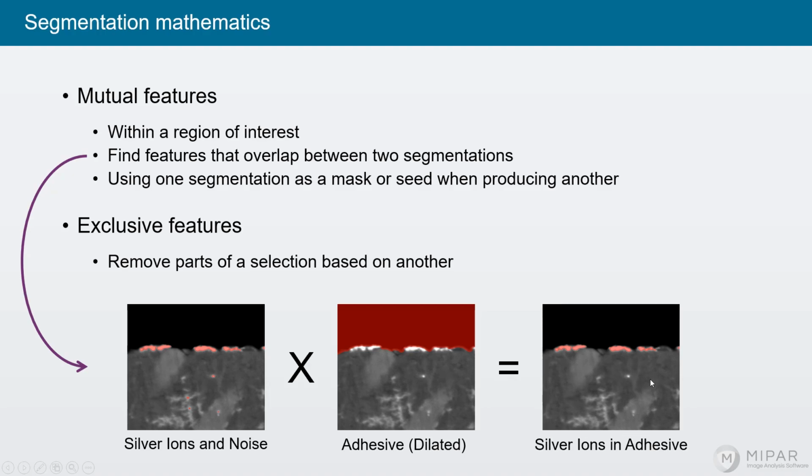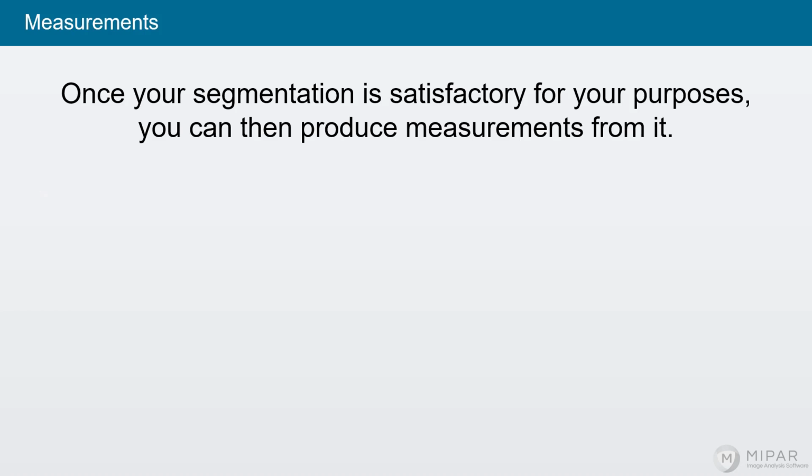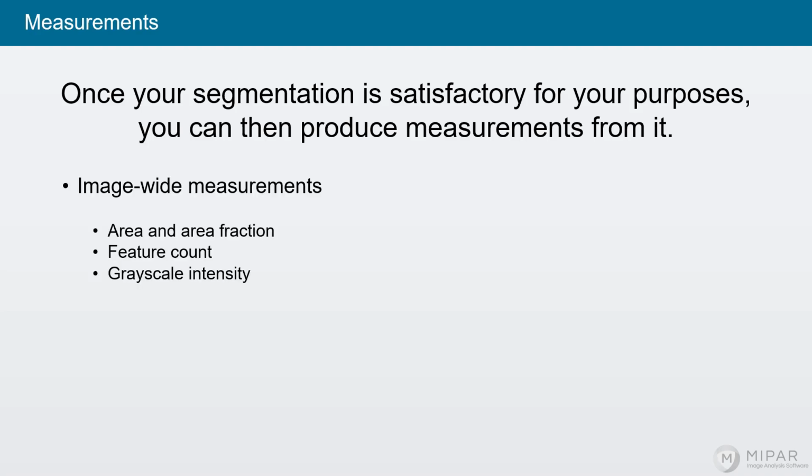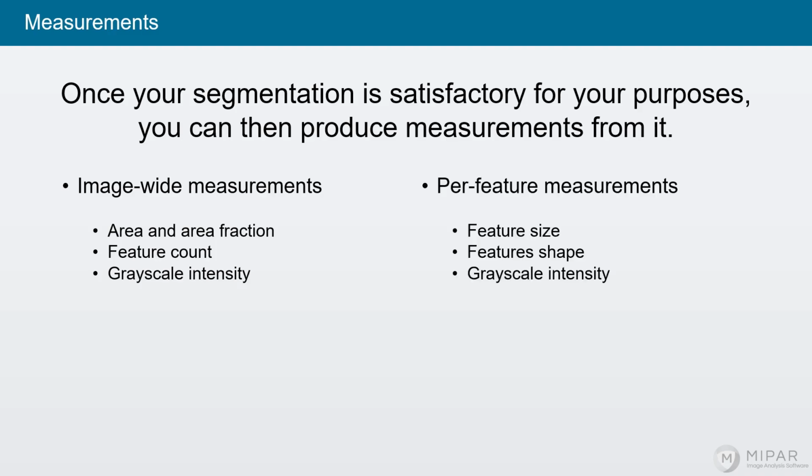Once you have your features properly segmented, then it's time to actually measure them. So there's many different ways that you can measure the segmentation. You can look at the entire image and measure, for instance, the area of the segmentation or the percent area, count the number of features. You can quantify the average grayscale intensity across the whole segmentation.